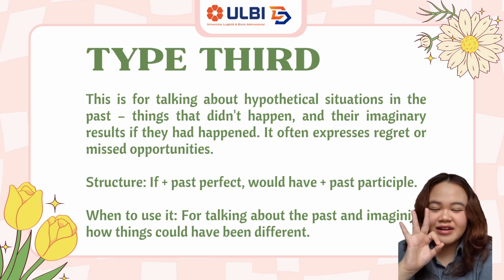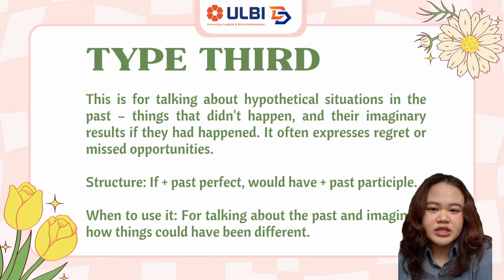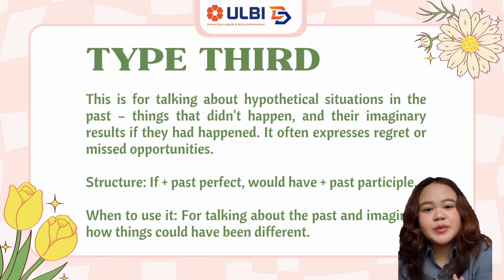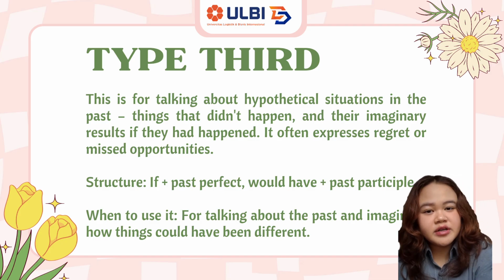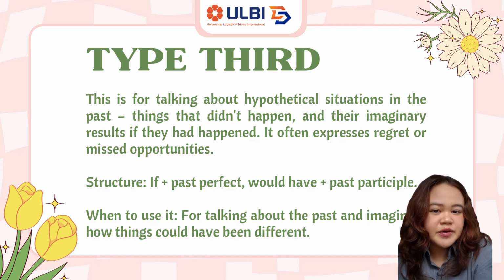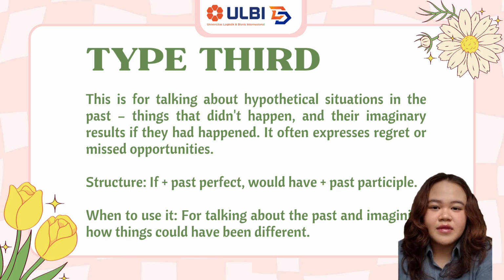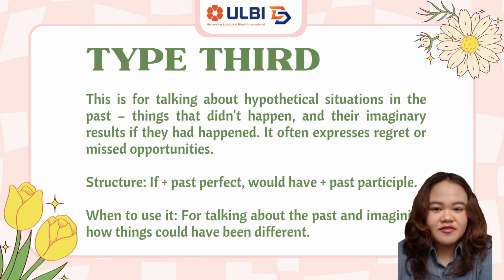Finally, we have the third conditional. This is for talking about hypothetical situations in the past, things that didn't happen and their imaginary result if they had happened. It often expresses regret or missed opportunities. So the structure is if plus past perfect and would have plus past participle. When to use it? For talking about the past and imagining how things could have been different.